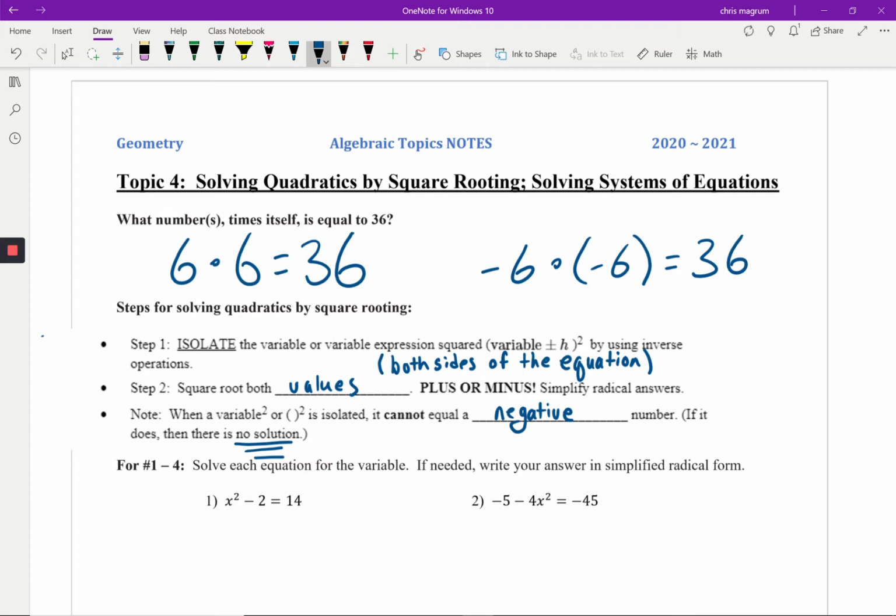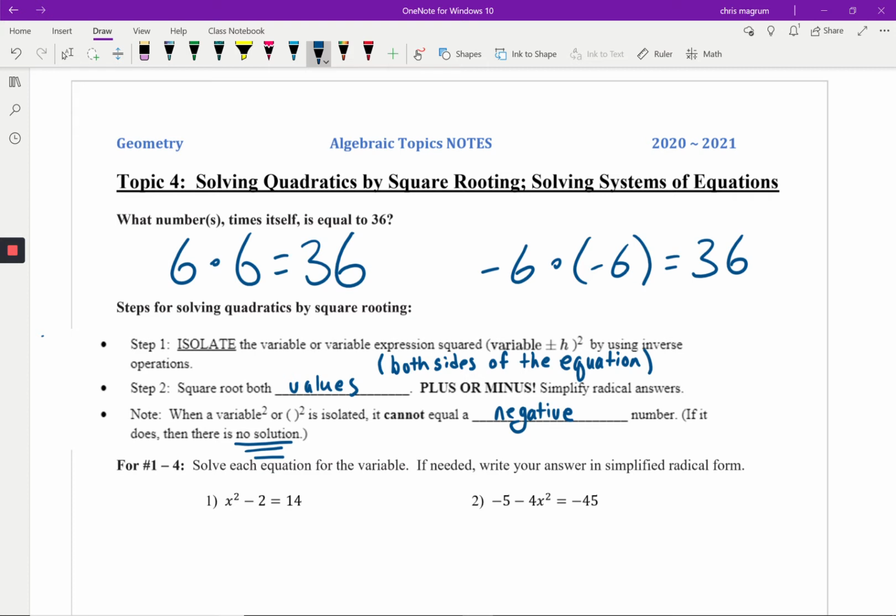So that's kind of the key to solving by square rooting, because when we take the square root of one of those perfect squares, we don't know, was it the positive 6 times 6 or the negative 6 times negative 6 that equaled that positive 36? So we have to account for both of those situations.